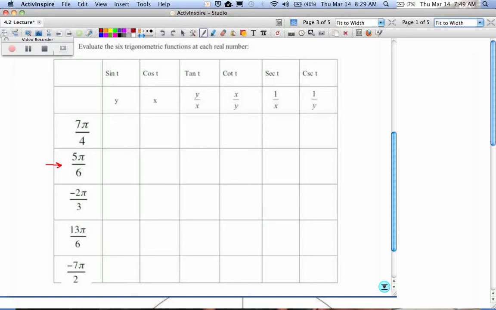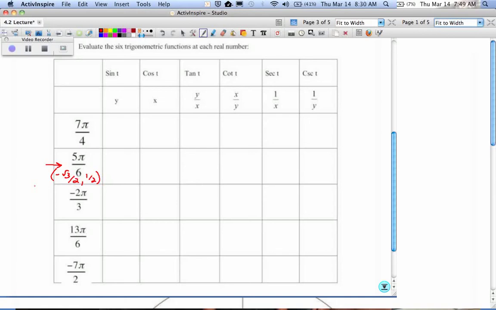At 5 pi over 6 it is negative root 3 over 2 comma 1/2. So just write that in there. That's the ordered pair. What I would do if you guys asked me 5 pi over 6, I don't have it memorized like a multiplication table. I would say, because it's over 6, I know it's close to the x-axis at 30. So I go through the hand trick, and I get root 3 over 2 comma 1/2. But 5 pi over 6 is in the second quadrant, so it's negative root 3 over 2 comma 1/2.